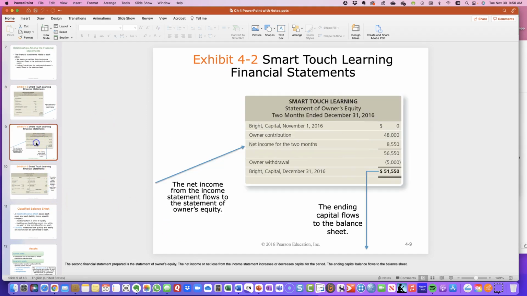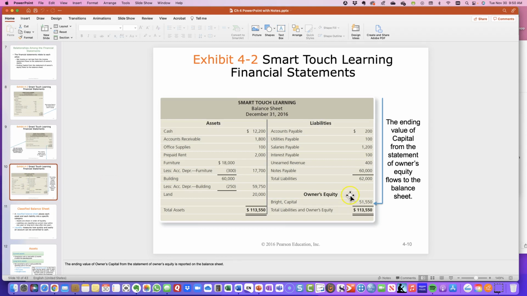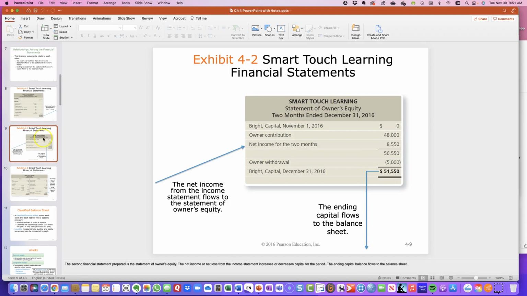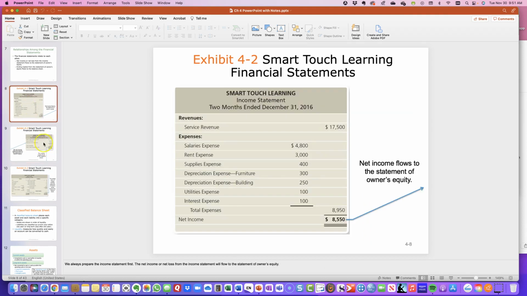And this amount goes directly, as you can see, into our net income here in our statement of owner's equity, where we have the beginning balance, plus the owner's contribution, plus our net income, minus the owner's withdrawal, which will give us our ending balance of retained earnings, which is going to go into the balance sheet here. And then you see we have our total assets equals our total liabilities and owner's equity. And we see here that 51,550 is our ending balance of owner's equity that we just obtained from the statement of owner's equity. And then our net income came from our income statement.